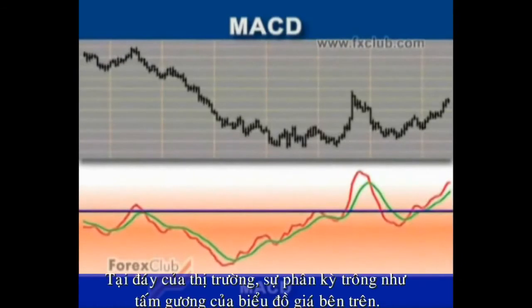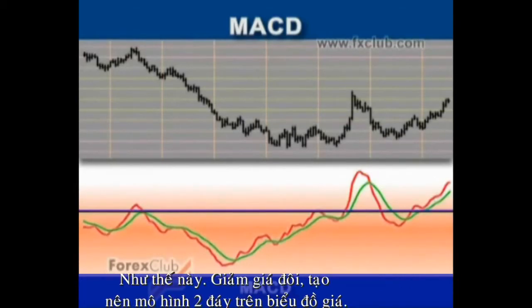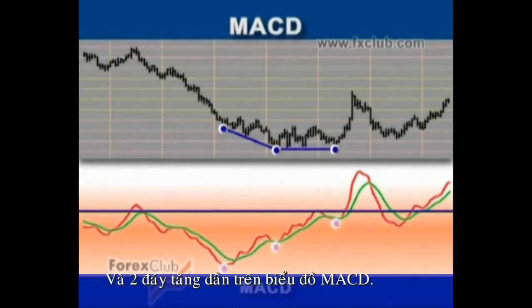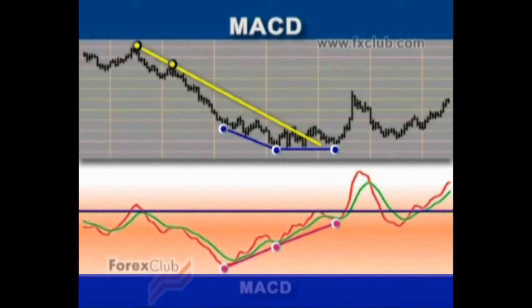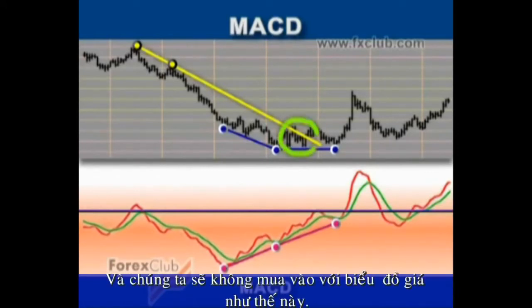At the bottom of the market, a divergence looks like the mirror image of the price chart above. Here it is. Double falling troughs or a double bottom on the price chart and two rising troughs on the MACD chart. We'll draw our lines and levels again, but this time they'll be resistance lines. And again, we won't buy till the price chart tips us the wink.